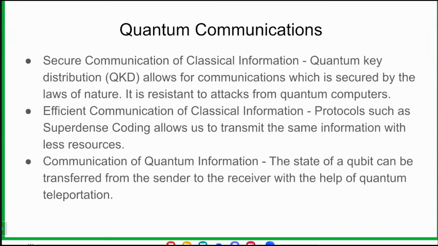And the second vertical was quantum communication. So quantum communication is actually an umbrella term for a large variety of things. The most commonly used context in which we use the term quantum communication is actually secure communication of classical information, as in we are transmitting some classical information, so basically some email or some PDF document.